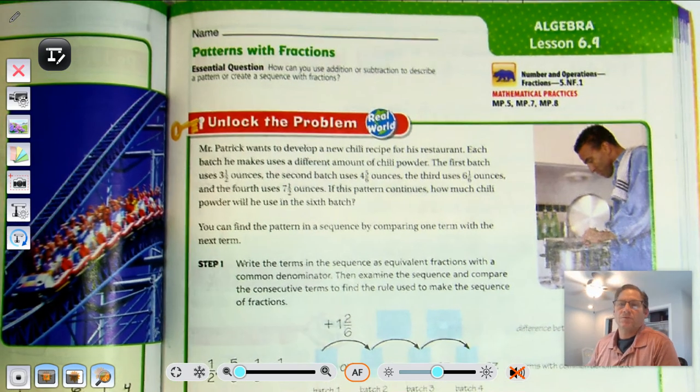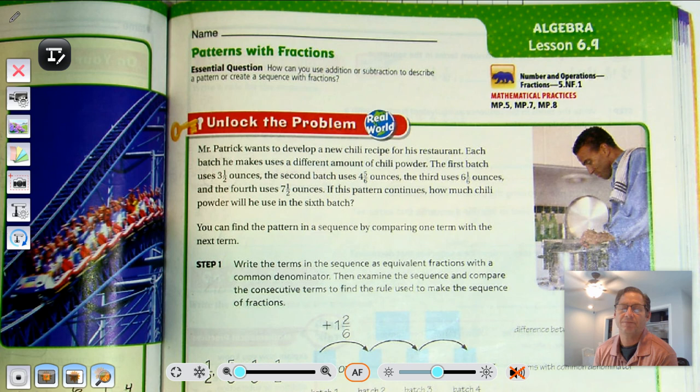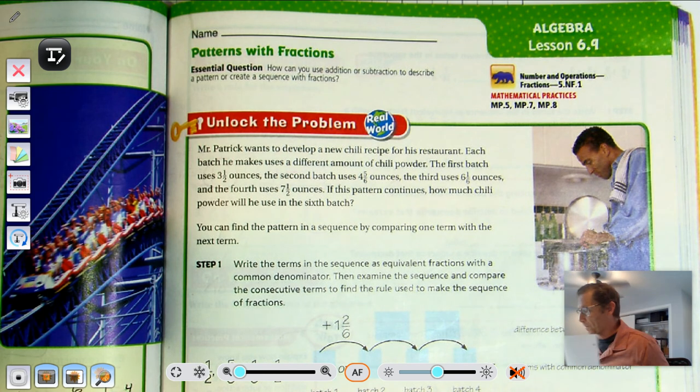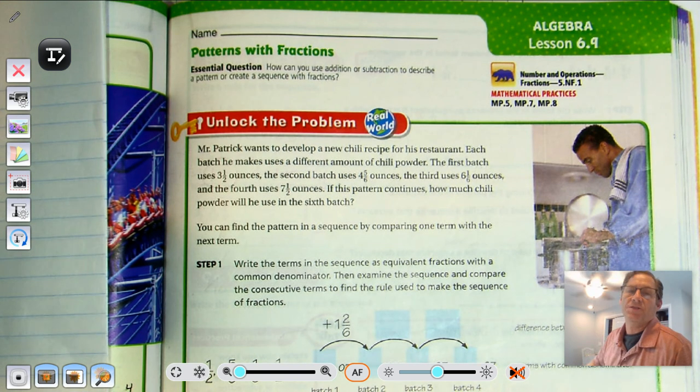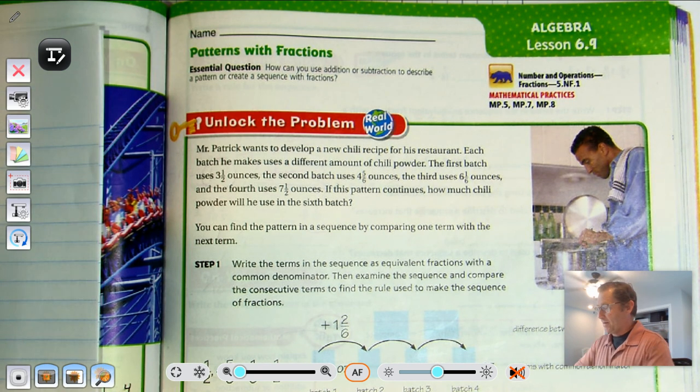Hello, everybody. So today we're going to be working with patterns with fractions using what we've learned about adding fractions with unlike denominators and subtracting fractions with unlike denominators. So we're on page 287 of the fifth grade Gold Math textbook. And so our essential question is, how can you use addition or subtraction to describe a pattern or create a sequence with fractions?